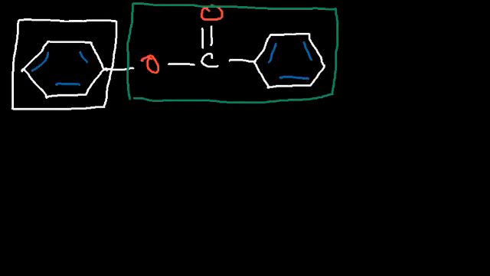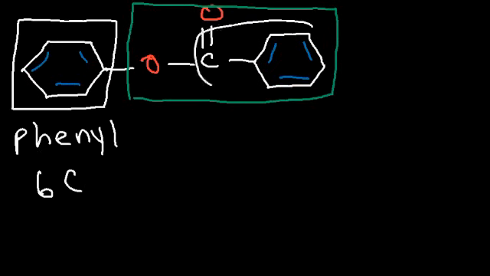The left side is called phenyl. Phenyl is basically a benzene ring as a substituent. Benzyl is a benzene ring with an extra carbon attached to it. So phenyl contains 6 carbon atoms. Benzyl, which is basically what we have here, contains 7 carbon atoms. It's the ring plus the carbon on the outside.